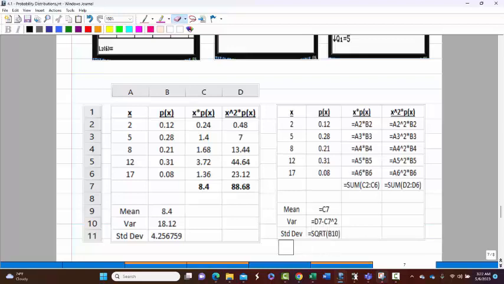And the standard deviation, I just did the square root of, looks like I did it from over here. I could have done it right there. Well, I guess it's the same cell, same thing. Yeah, it's the square root of that number, and there's 4.2567.